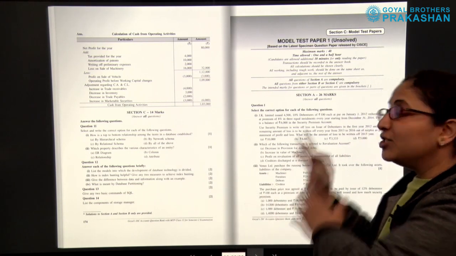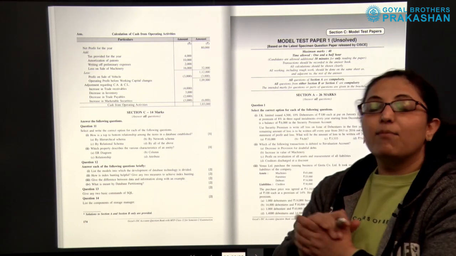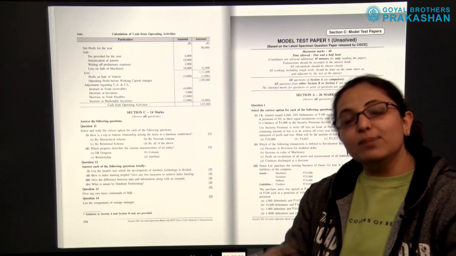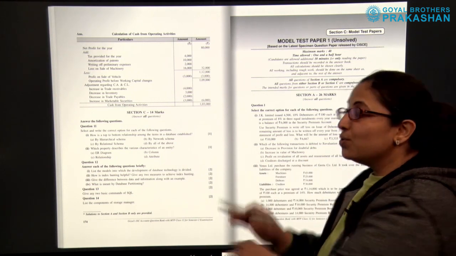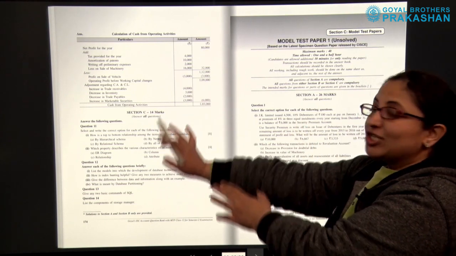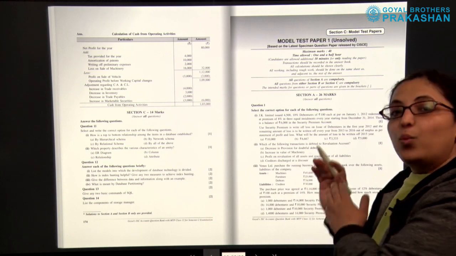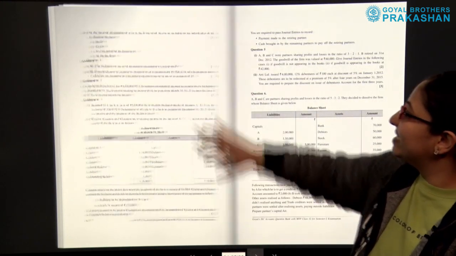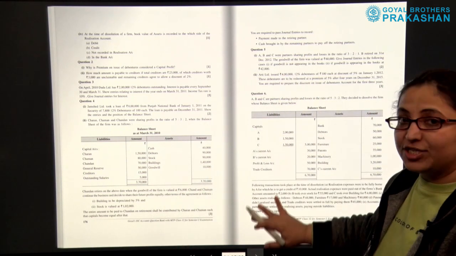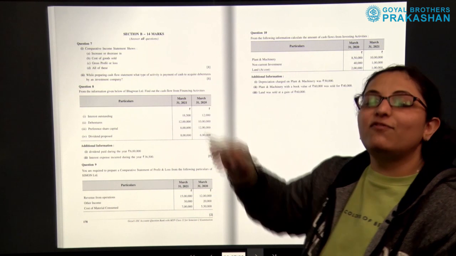After that, we have section C of the book, which is the model test paper. Now, this is model test paper number 1. All the model test papers are unsolved for your practice. And also to remind you, these model test papers are strictly on the pattern of the specimen question paper. You can see we have section A, which is for 26 marks. These are all the model test papers questions. And then we have section B, which is for 14 marks.